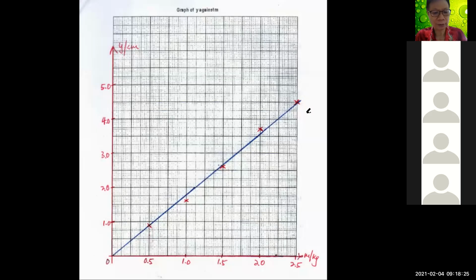Jared. Okay, your graph is good, Jared. Well done.